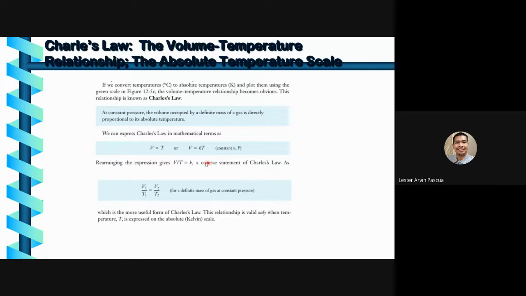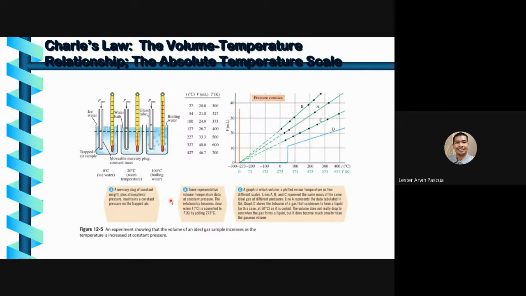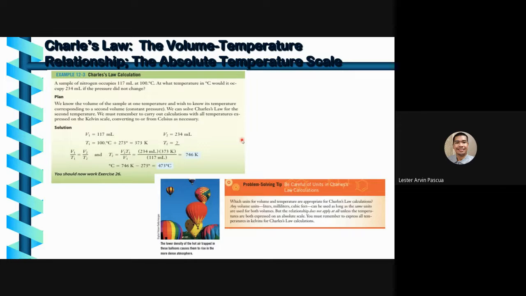Tapos yung formula na you can derive, syempre you have your proportionality constant. No? When you derive the formula using this one, ito yung makuha mong formula from your Charles' law. So V1 over T1 is equal to V2 over T2. Okay. So, yan. Parang katulad lang sa Boyle's law kanina, tinry niya lang i-graph, showing na directly proportional yung dalawa.